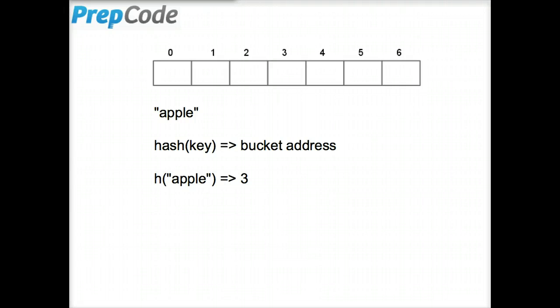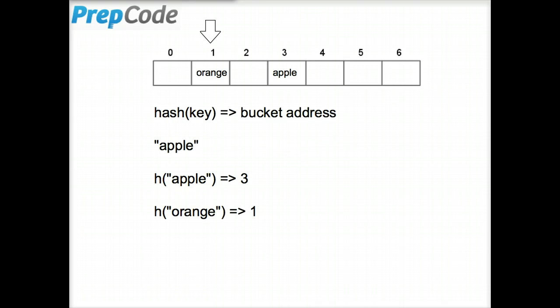Say we have a hash function called h. h of apple might evaluate to the bucket address 3, and we'll store the data for our key there. And h of orange might evaluate to bucket 1. This operation of adding new data to our hash table is called an insertion. You may be wondering what happens if two keys have the same hash value, that is, when they map to the same bucket. There are several techniques for resolving these collisions.